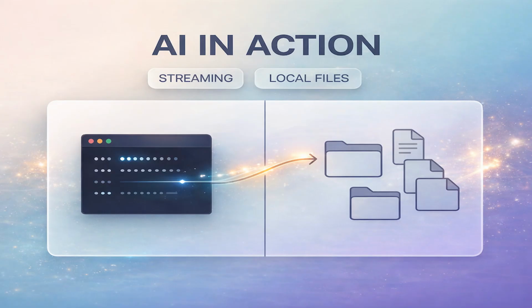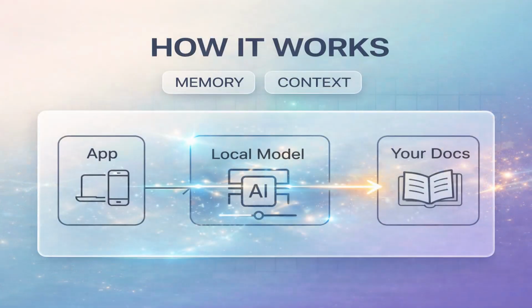A local AI model generating responses in real time, streaming token by token, and even answering using files stored on your machine. We're going to build this step by step. A simple pipeline where your app talks to a local model, keeps memory across messages, and can pull context from your own documents. No cloud involved.